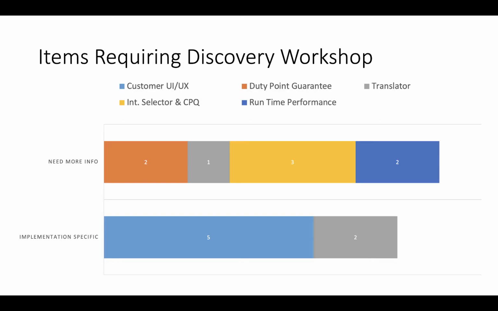Some of the other items fall into a couple of other categories. Whether it be a need for more info, where we just need to do a discovery workshop to dive into these and make sure we fully understand what category they would fall into among the other factors we discussed, or they're truly just implementation-specific requirements that will net out in a blueprinting or design discovery phase.